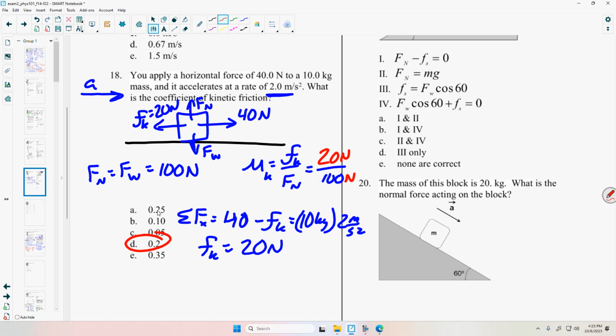That's a good question. And you will see something similar to that. I don't think it's exactly like that, but it's a one-dimensional problem that has friction involved in it.